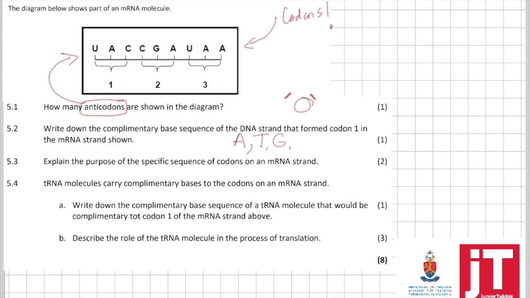Right, so let's look at the next question, 5.2. Write down the complementary base sequence of the DNA strand that formed codon 1 in the mRNA strand shown. Now, we're only looking at codon number 1. You can see that we've got 3 of them. We're only looking at the base sequence of the 3 bases of codon 1. And if we look at the mRNA strand, that is UAC. And if we're looking at the complementary base sequence of the DNA strand, we reverse engineer this, we go backwards and we look at the DNA strand, and we've got A, T, and G.